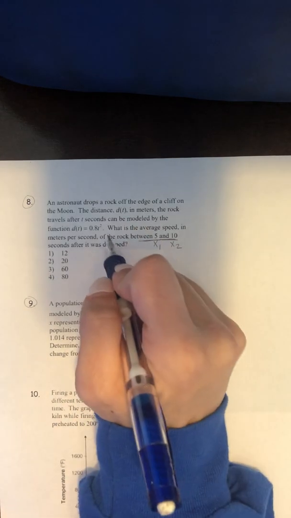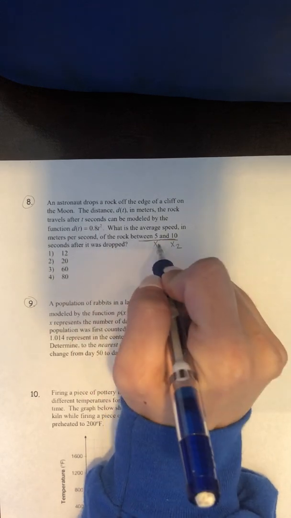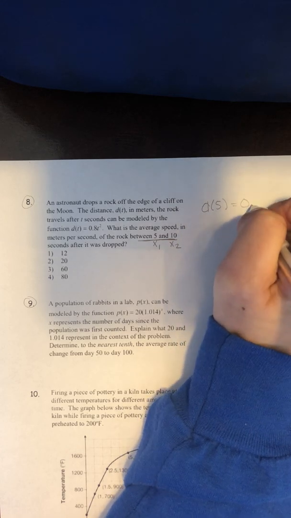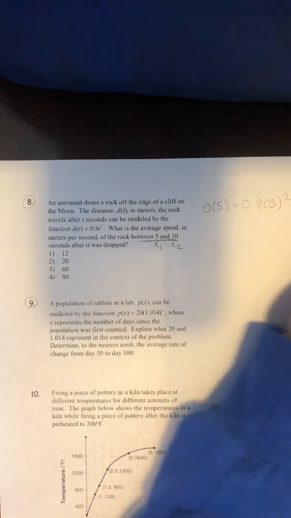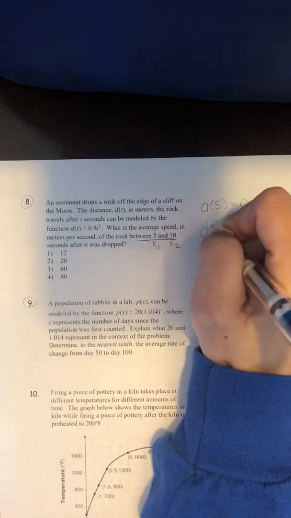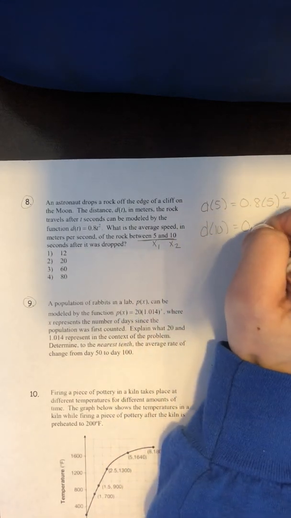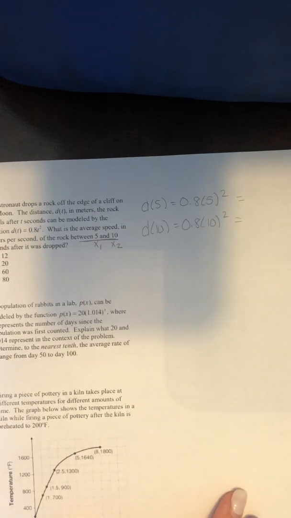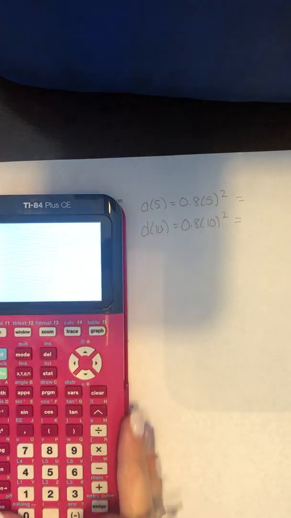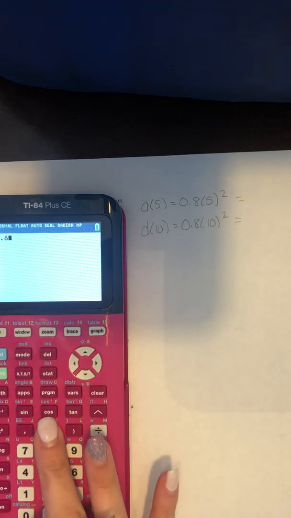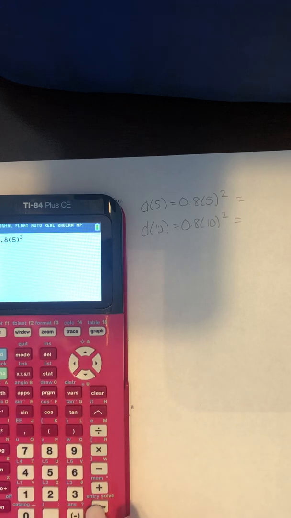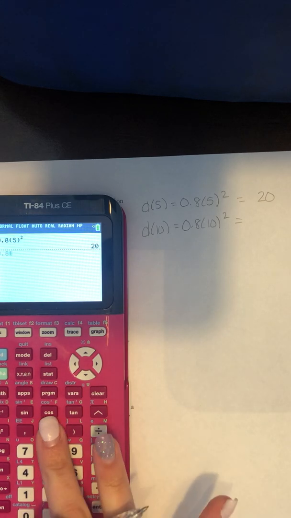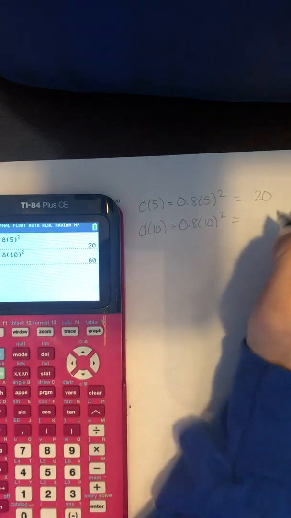Well, what you can do is plug x in, or t in this case, into the problem. So I'm going to find d of 5, so I'm going to do 0.8 times 5 squared to get my y value there. And then I'm going to do d of 10, so 0.8 times 10 squared to get my y value that goes with that one. So in my calculator, and again, just like the other day, you don't have to have a graphing calculator to do these ones. You can type them in piece by piece. So I get 20 there, and then 0.8 times 10 squared, and I get 80 here.